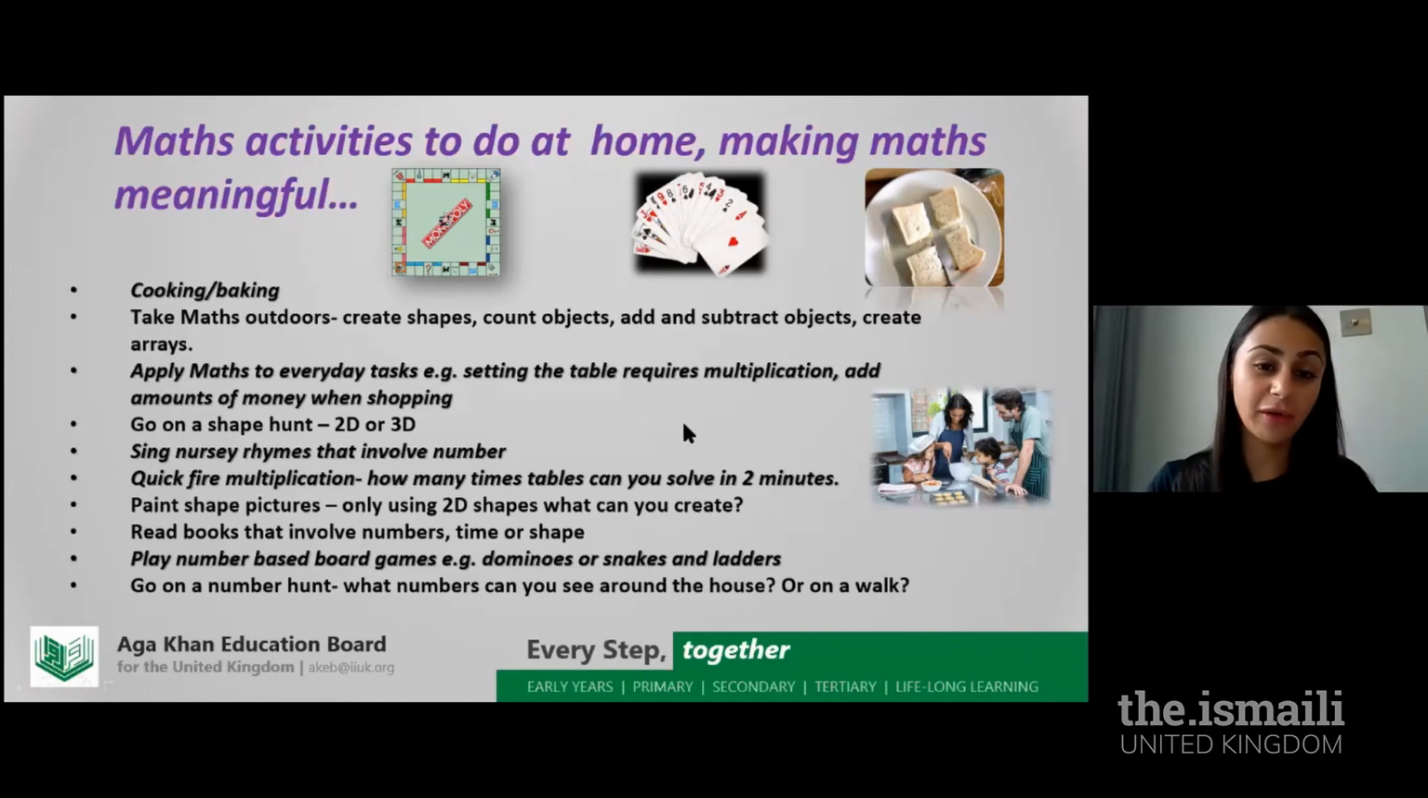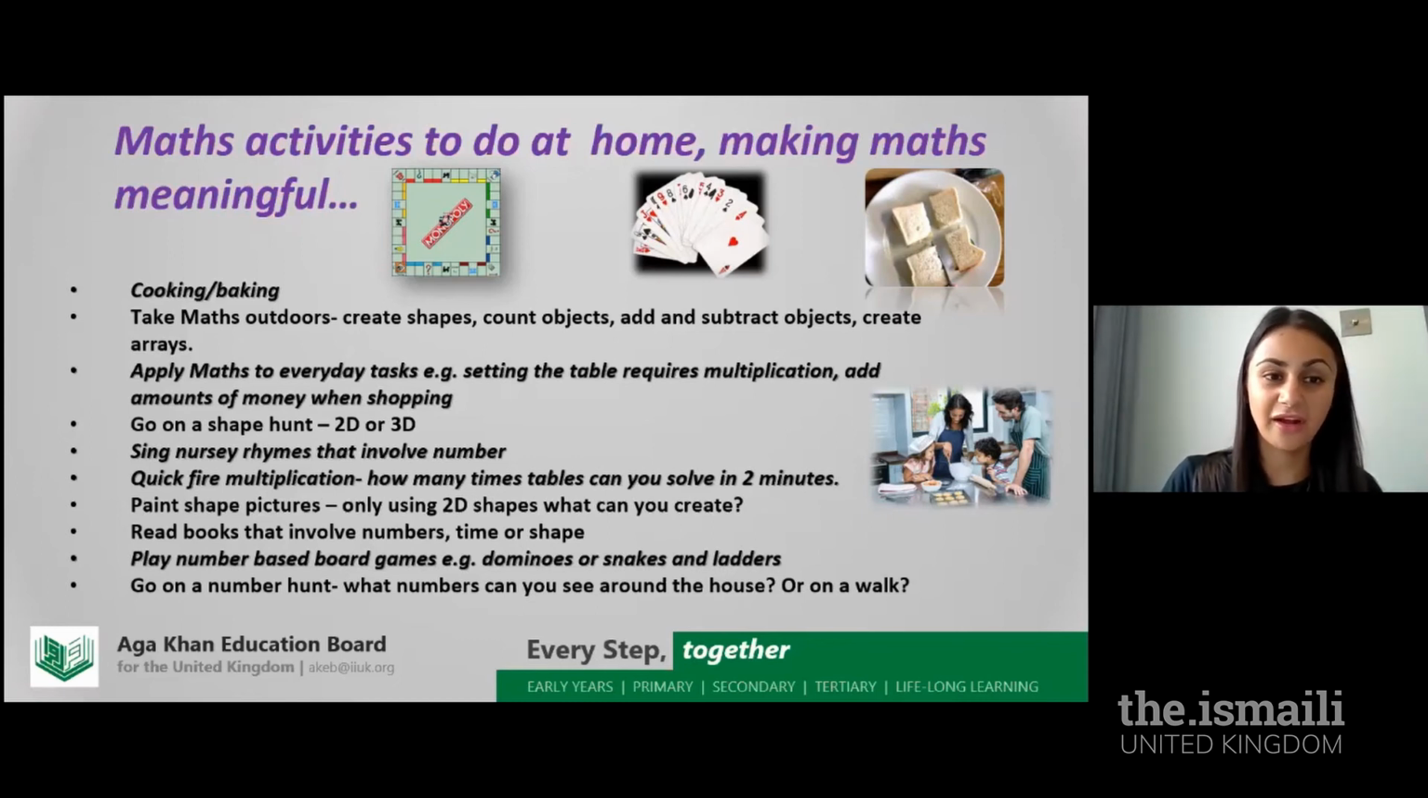Quick-fire multiplication is a good one, because at the end of year 4 children have a government multiplication test, which is a timed test where children are tested on their multiplication knowledge and recall. So quick-fire multiplication is a really good one. All of these activities are very varied. They can be simplified or extended for whatever age your child is.